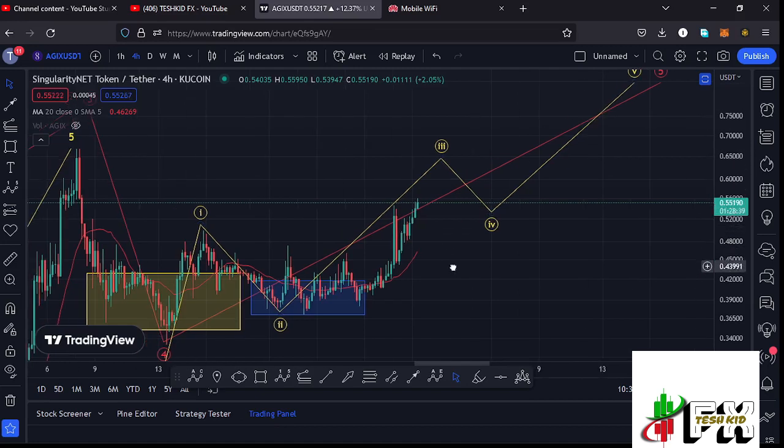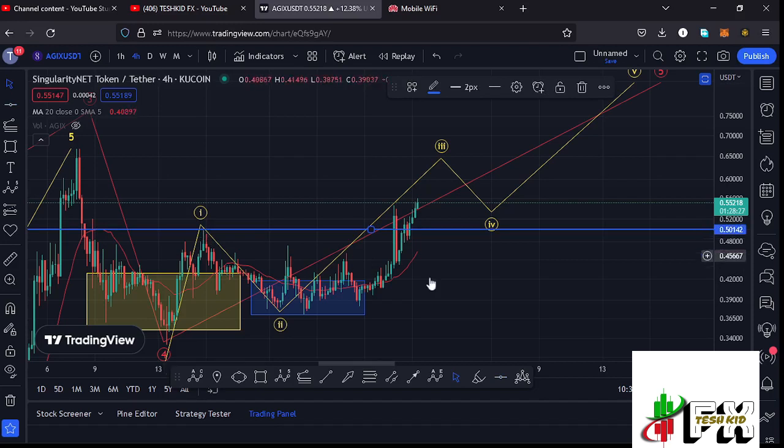And for that move to also play out, we need to continue holding above the 20-day MA and also above the wave 1 high, which lies at around the $0.5 mark. So we need to mark the wave 1 high over here on the charts, because that is another key decision high that we need to continue holding above.